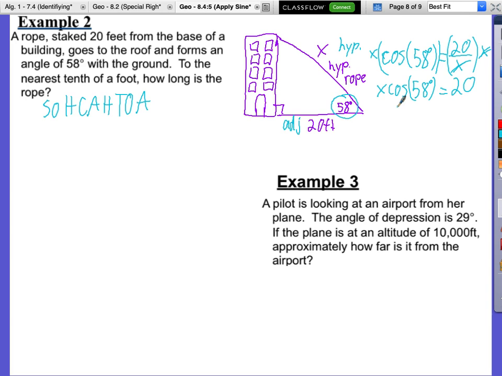So what operation are x and cosine of 58 degrees doing together? Multiplying. How can we undo that? Dividing. So what can we divide this side by? Cosine of 58. Do we have to divide this side by cosine of 58 degrees? Yeah. What's cosine of 58 degrees divided by itself? Just 1, so x is equal to 20 over cosine of 58 degrees.